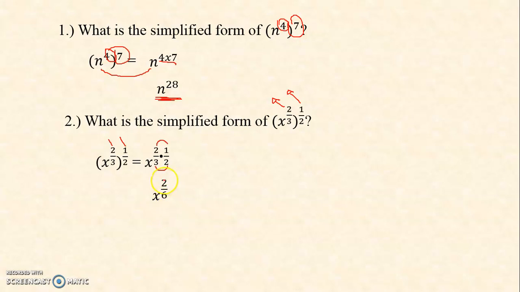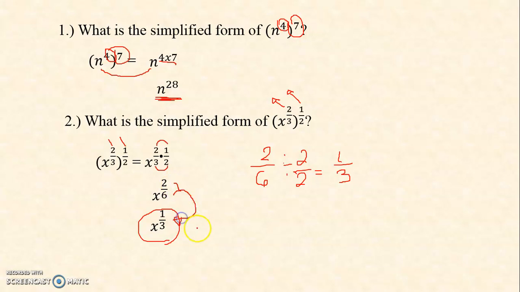But try to observe, our exponent is 2 over 6. Can we still simplify that? What is the common factor of 2 and 6? That is 2. Okay? So what is 2 divided by 2? That is 1. And 6 divided by 2, that is 3. So you now have x raised to 1/3. Always bear in mind that if your exponent is a fraction, see to it that it is always written in its simplest form.